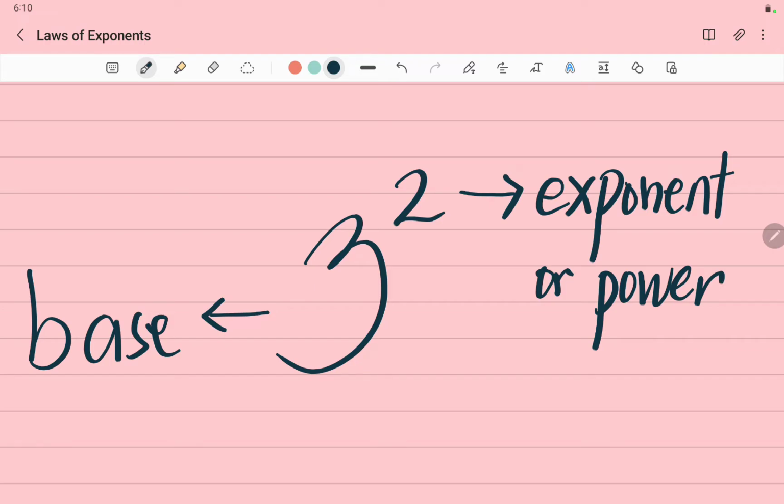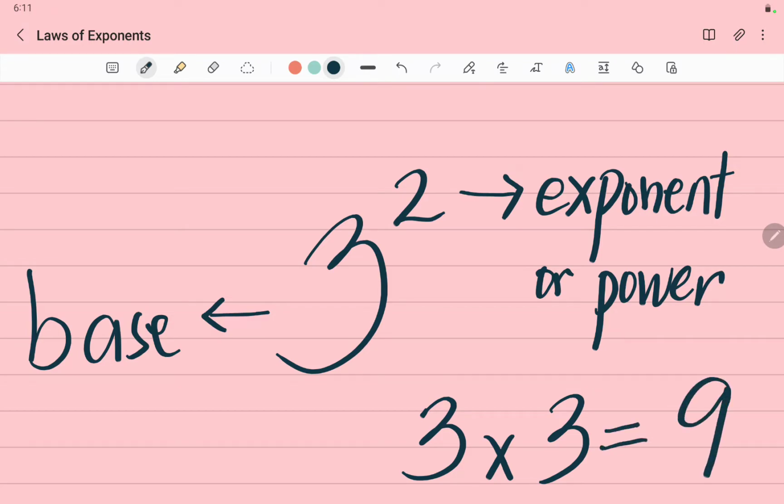So an exponent tells us how many times we repeatedly multiply the base. For example, in 3 squared, it means that we need to multiply 3 two times. So that is 3 times 3. The answer is 9. So always remember that, students: the base and the power or exponent.